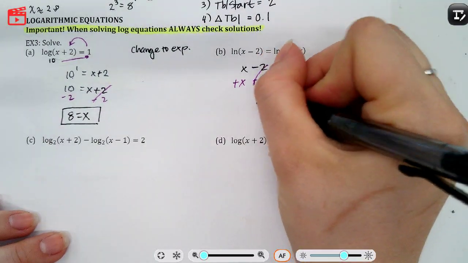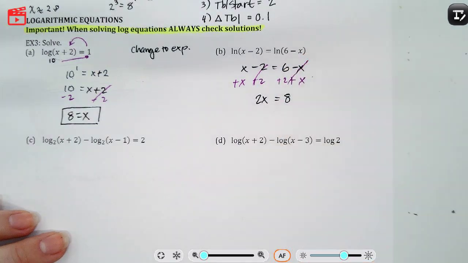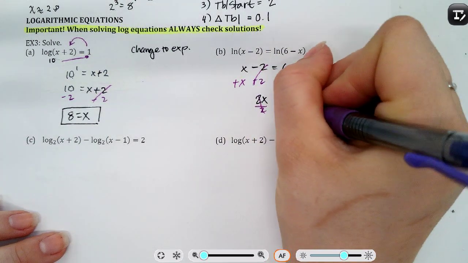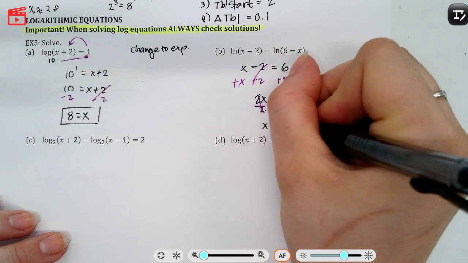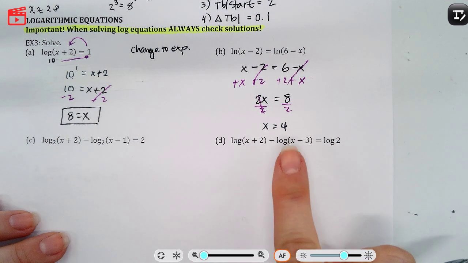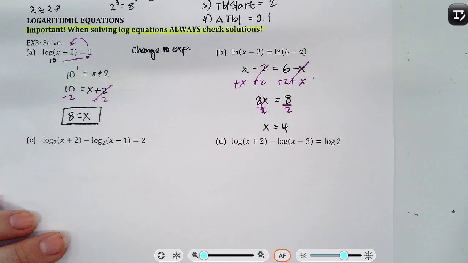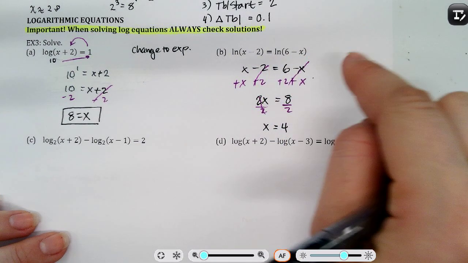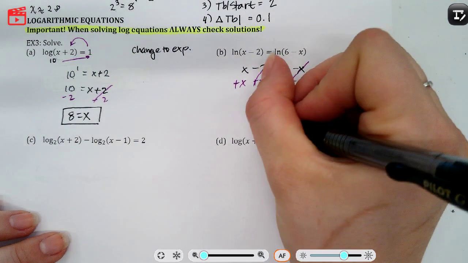Okay, so then we have 2x equals 8, dividing both sides by 2. x equals 4. So before we go ahead and box this, let's check. 4 minus 2, that's still a positive. 6 minus 4, still a positive. So we're good.